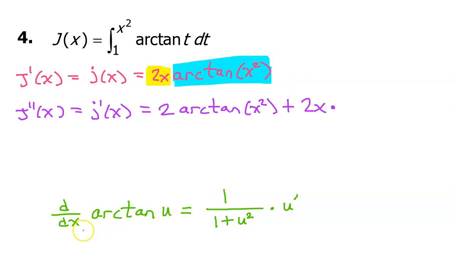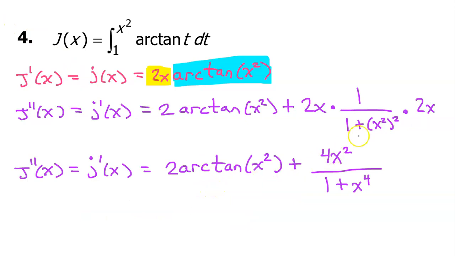But remember the rule. The derivative of arctangent u is 1 over 1 plus u squared, of course, times u prime, the chain rule. So here we go, 1 over 1 plus u squared. So that's going to be x squared squared. Don't forget the chain rule. We need to multiply by the derivative of x squared. So that'll be 2x.